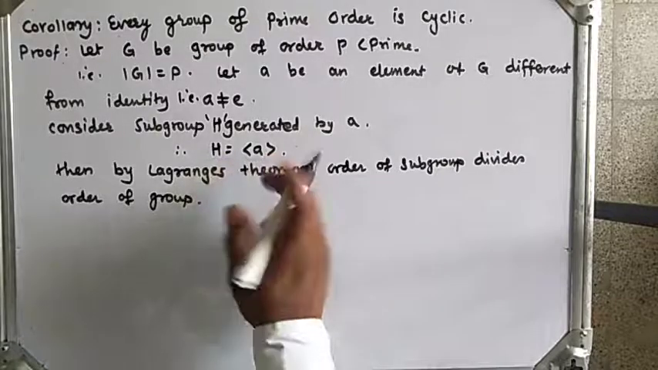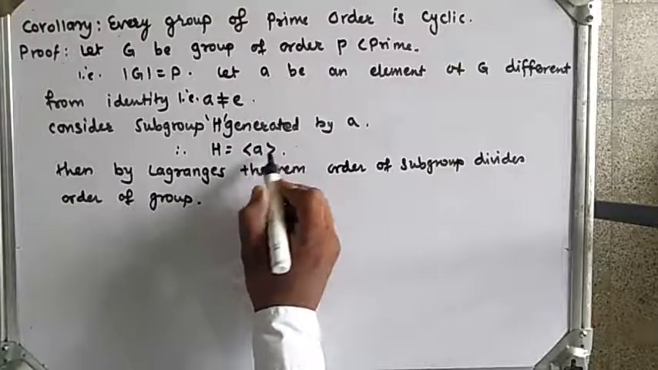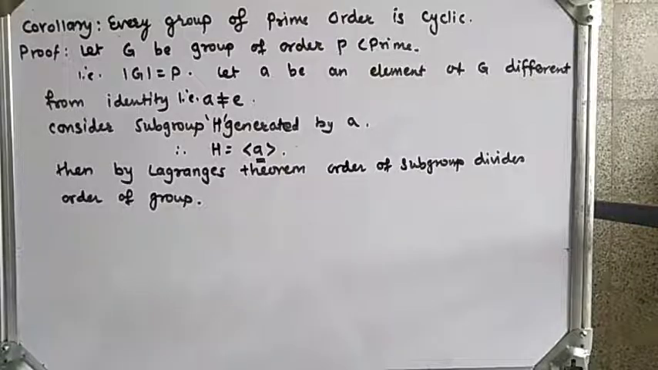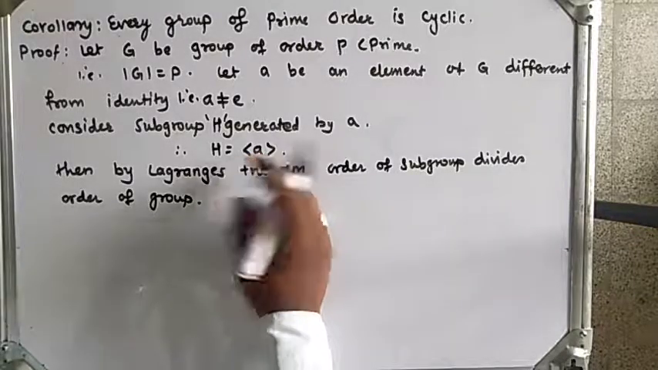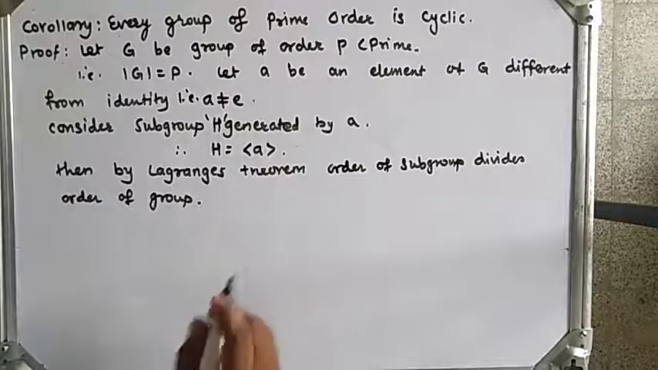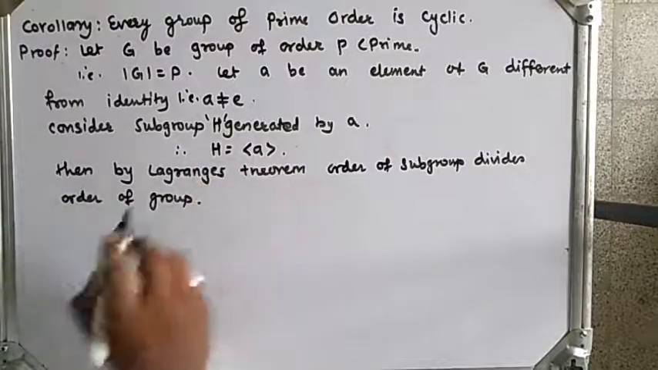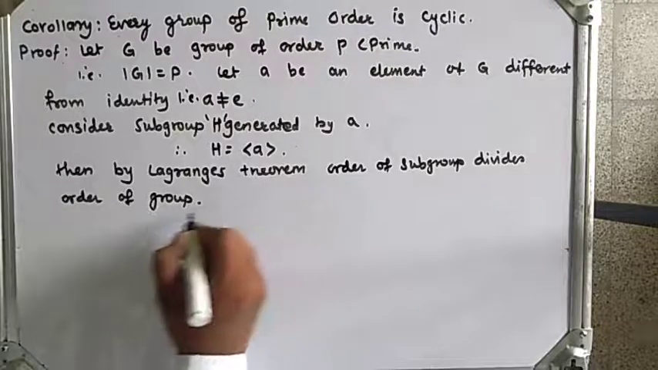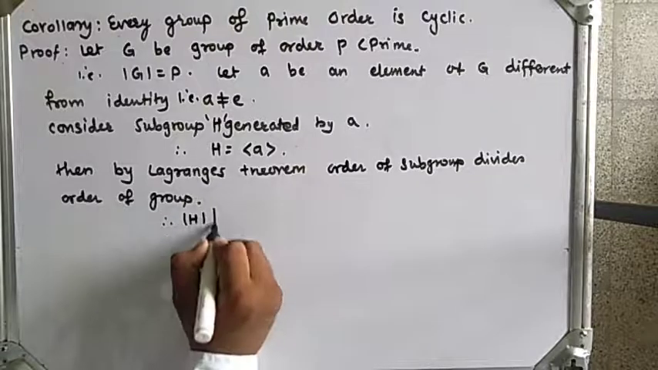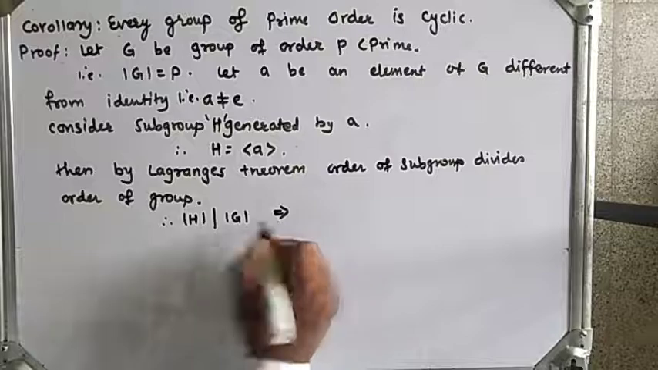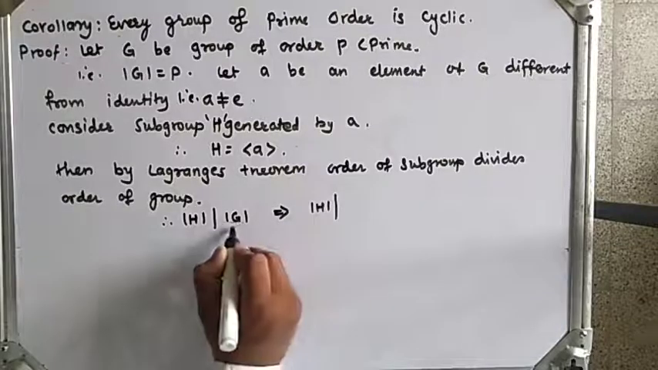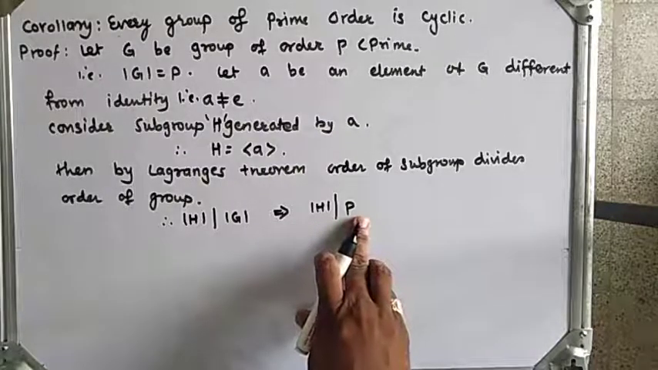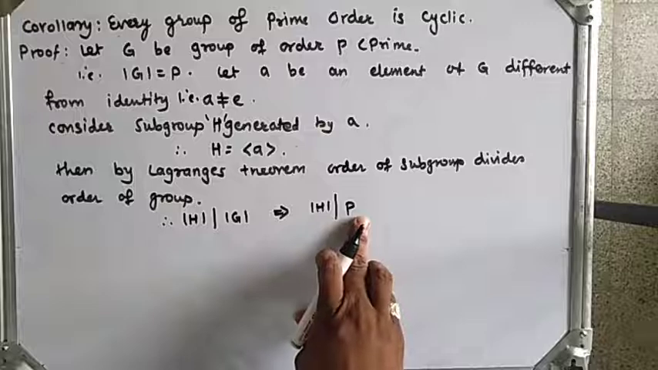Now here H is equal to the generator A. If A is a generator, it generates all the elements of that group. So A generates H, which is a subgroup of group G. Then by Lagrange's theorem, the order of H divides the order of G, which is the prime number P. We know that a prime number has only two divisors, 1 and P itself.